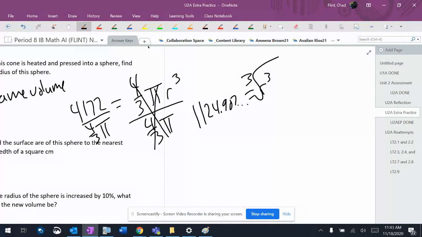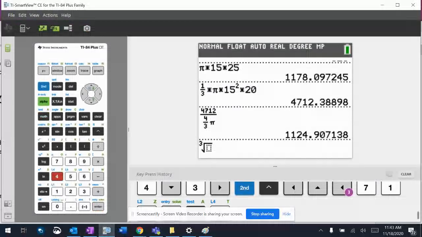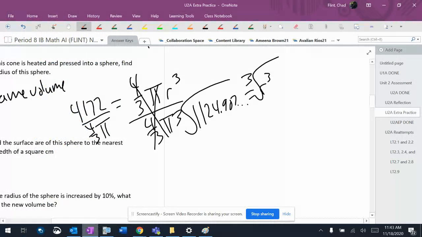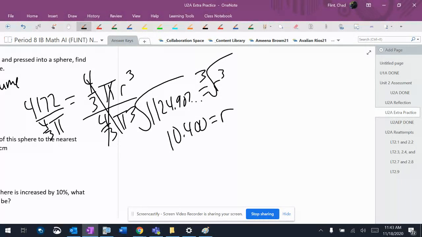To get rid of a 3rd power, I have to take a 3rd root, which is in the math button. So math button, number 4 is the 3rd root. And I want the 3rd root of that number right there. This gives me 10.400. And it says find the radius of the sphere. So we're going to go 10.4. Doesn't say what to round to.